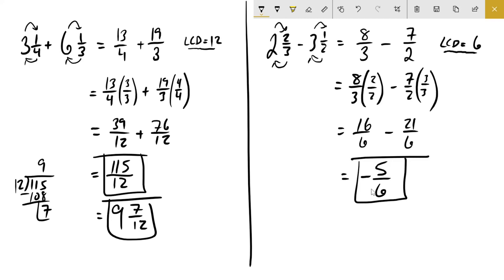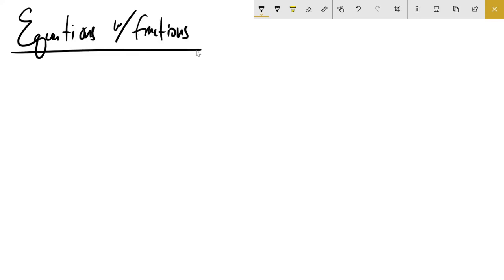Now, I told you, once we know how to operate them, we just want to do some practice with solving equations with fractions. But you already know how to solve equations with fractions because you already know how to solve equations, and you already know how to work with fractions. So this actually isn't new at all. It's just putting them together. So as an example, let's say we had x minus 2/3 equals 1/2.